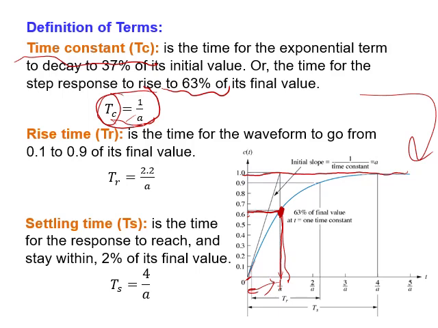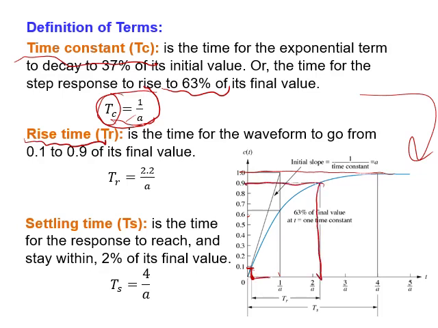How about rise time, which is the second one? Rise time also will make a difference between one response and another response. Rise time is the time taken by the function to go from 10% of the response to 90% of the response. That time we call rise time. So what is 10%? You see, this is the final response. We said 1. That means starting from 0.1, which is 10%, and it's going to go up to 90%.